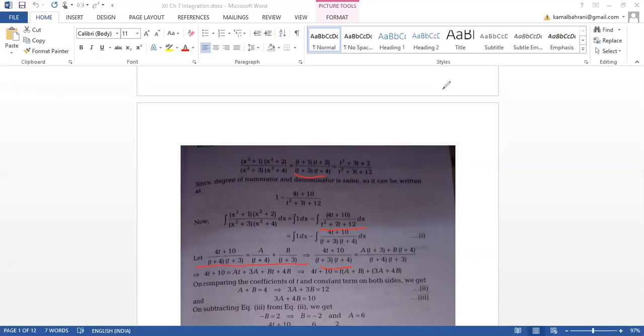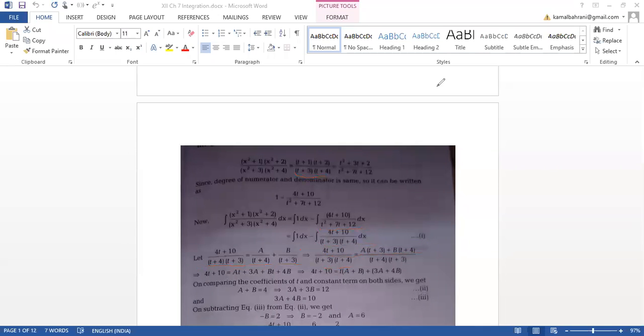Clear? So (4t plus 10) upon (t plus 4)(t plus 3) will be equal to A upon (t plus 4) plus B upon (t plus 3). Now again what will you do? You will equate the numerators. You will solve this RHS. Take the LCM, solve it, and then equate the numerators. When we equate the numerators, what will you get? The values of A and B.